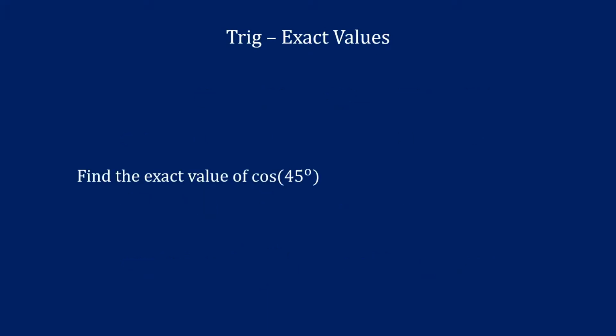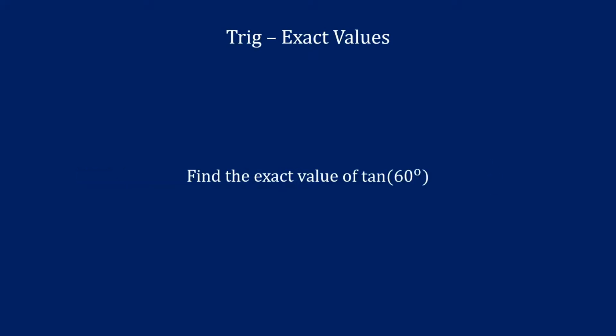Alright, you give it a go. Find the exact value of cos 45. Pause here, come back when you got an answer. You should get root 2 over 2. One more. Pause here, come back with an answer. It's a half. Last one, pause, come back with an answer. 1 over 2.